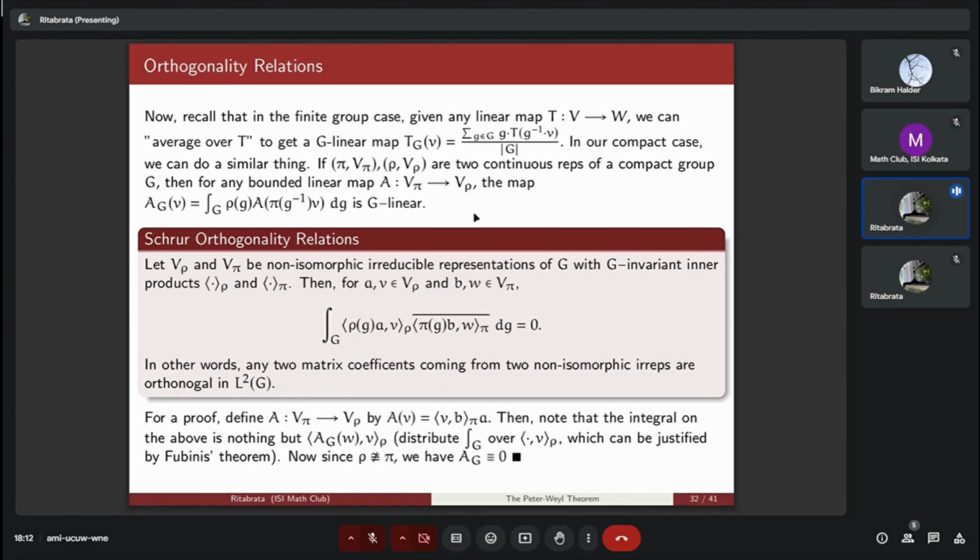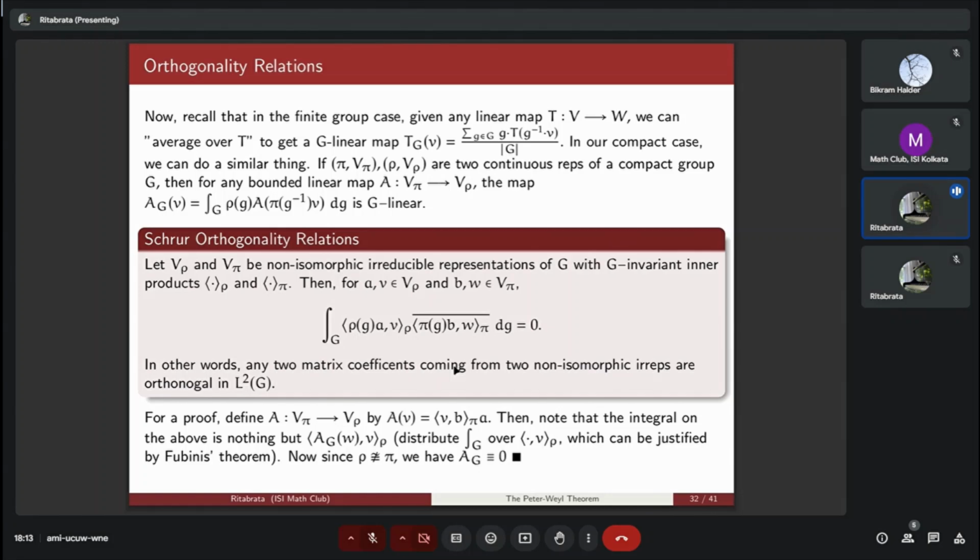Let V_rho and V_pi be non-isomorphic irreducible representations of the group G with G-invariant inner products. Even if they are not G-invariant, we can average to get a G-invariant inner product; it doesn't matter. Then for a, v in V_rho and b, w in V_pi, the corresponding matrix coefficients are orthogonal. In other words, any two matrix coefficients coming from two non-isomorphic irreducible representations are orthogonal in L2(G). These are the Schur orthogonality relations.